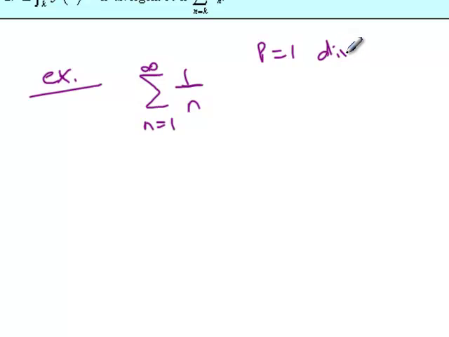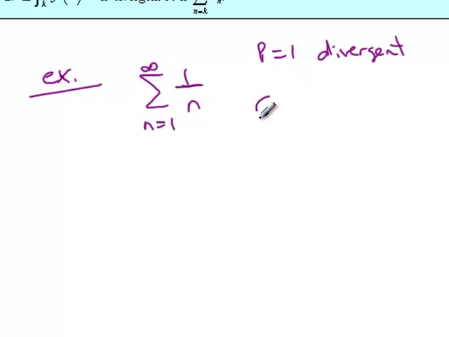So let's take a look at an example here. How about the summation from 1 to infinity of 1 over n? Now, we already know that this is a p-series with p equal to 1, which means that this should be divergent, because remember, p has to be larger than 1. But let's check it with the integral test.